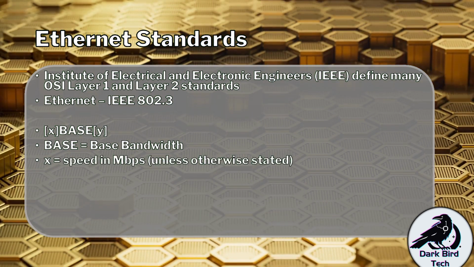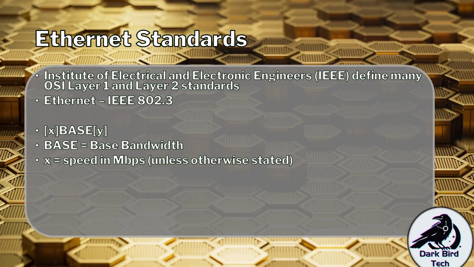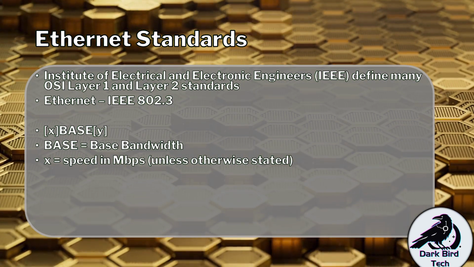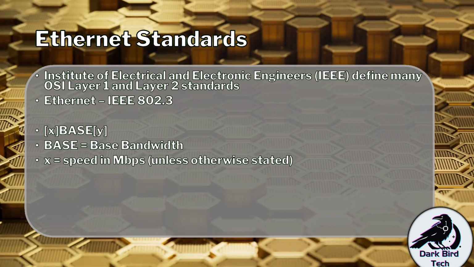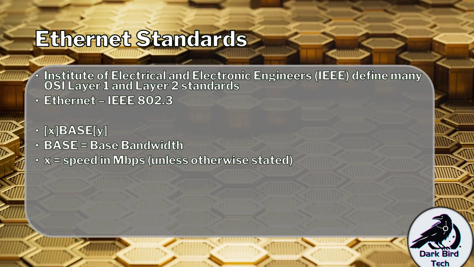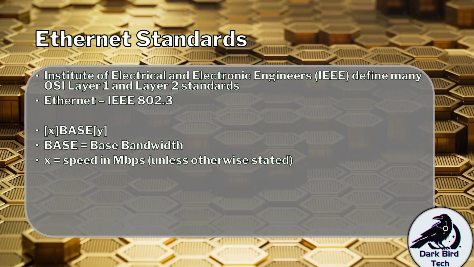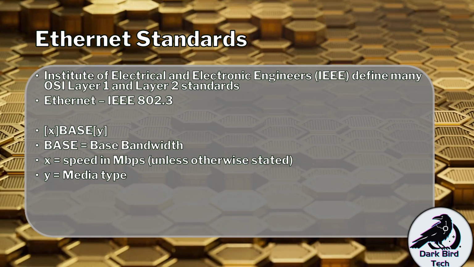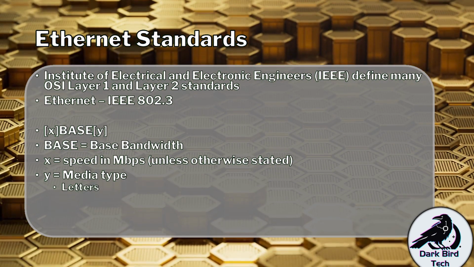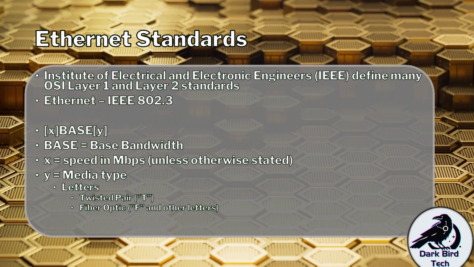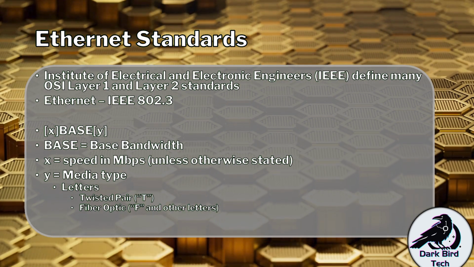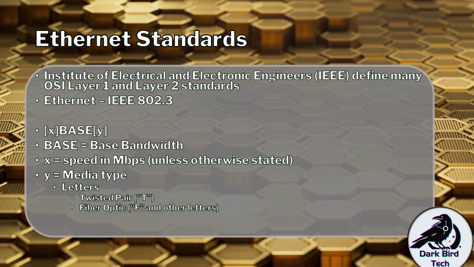Now, usually the number at the beginning of this naming convention is the speed in megabits per second, unless otherwise stated, like, for example, 10G base for 10 gigabits per second. And then the thing at the end usually indicates the media type. It will either be letters, in which case the letters T or F will indicate twisted pair or fiber optic. And if it's any other letters, it's probably fiber optic.